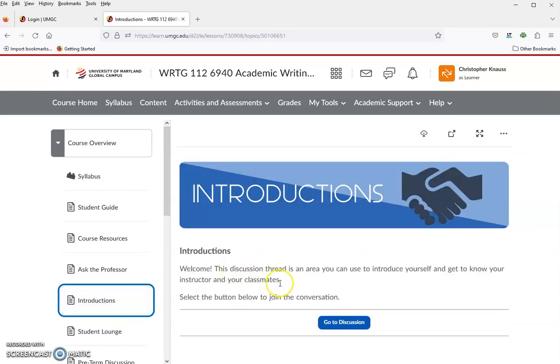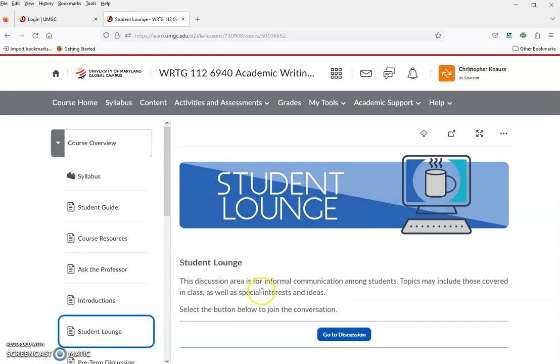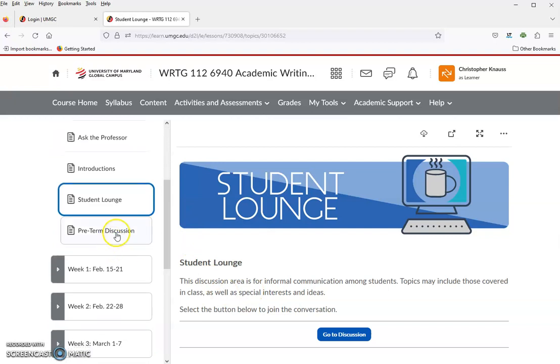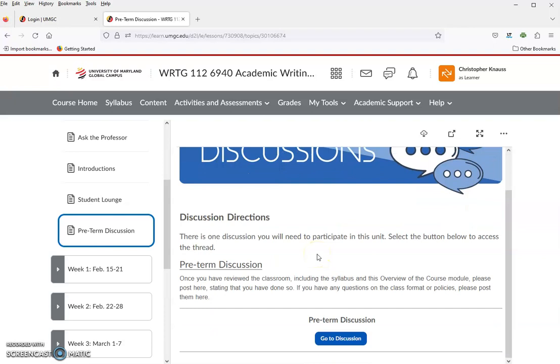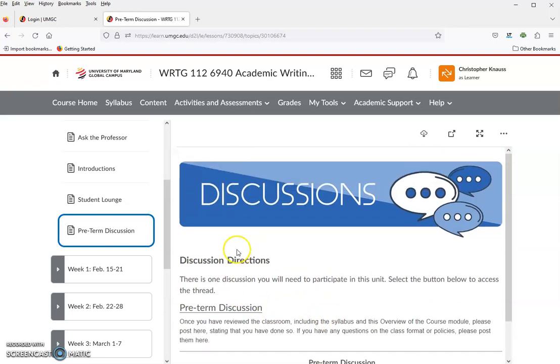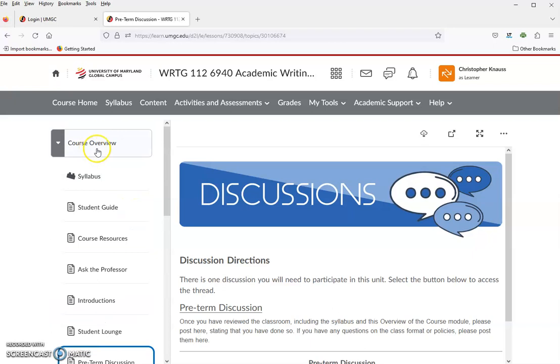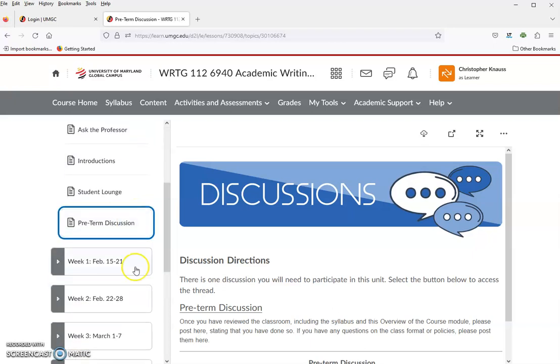Introductions. That's if you want to introduce yourself to your classmates. That'd be helpful. Student lounge is a good place to communicate if you have questions and you want to talk with your classmates about certain things. The preterm discussion is a requirement, and it basically tells you to go to this discussion and say that you've read over the syllabus and the content in this overview, and then you'll be done with that.